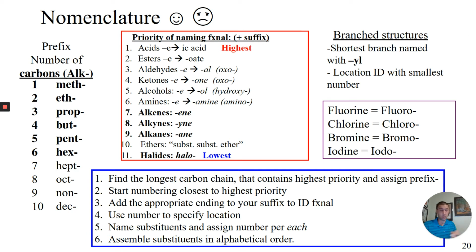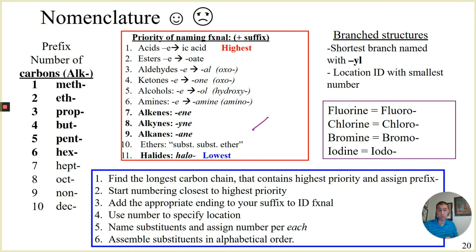So if we went through and looked at a quick example, this structure would have the -ene suffix because what we've got in this is an alkene. So there's 3 carbons, so we'd call it prop, there's our prefix, and then -ene. If we want to get super specific, we'd have to call it 1-propene because we start with the lowest number.